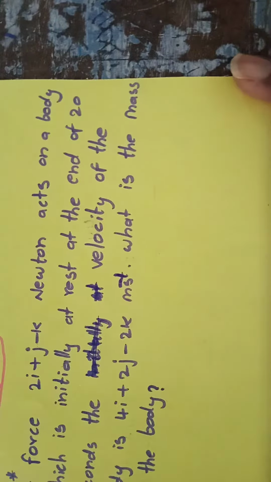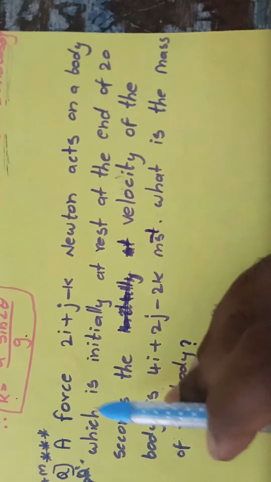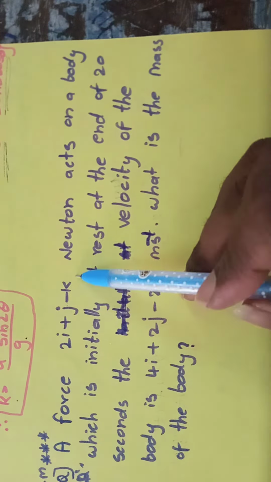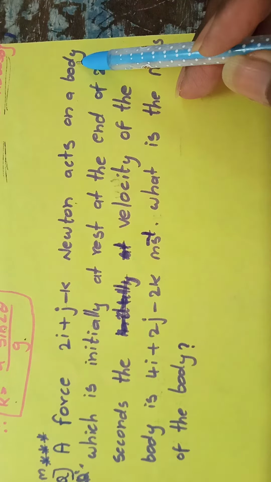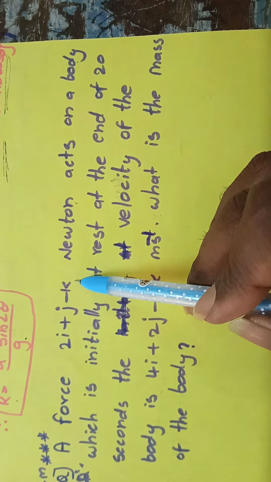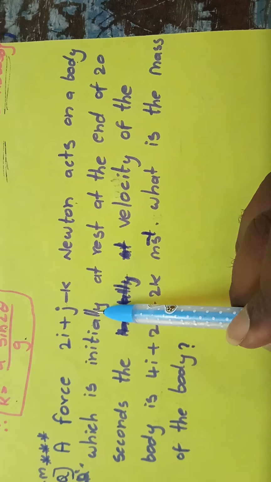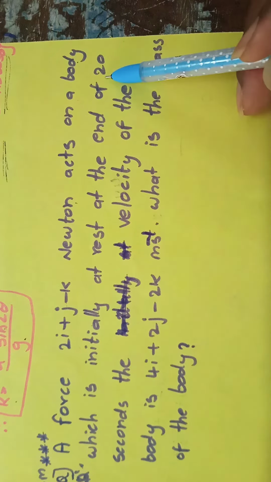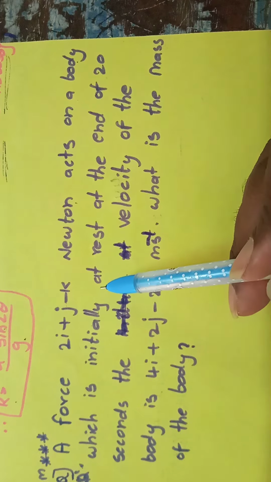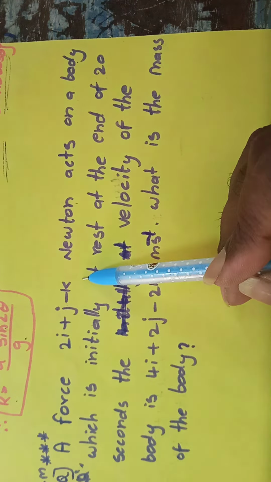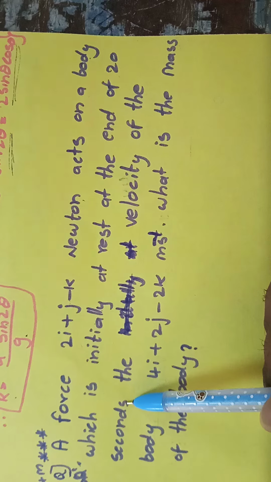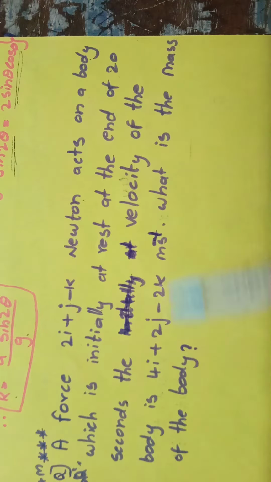Now next problem. This is problem beta. A force 2i plus j minus k Newton acts on a body which is initially at rest. At the end of 20 seconds, after the force has acted on the body, the velocity of the body is 4i plus 2j minus 2k meter per second. What is the mass of the body? We can find out the mass of the body.